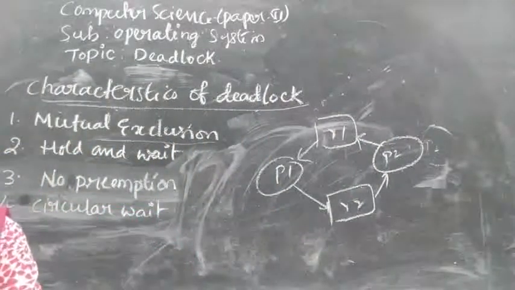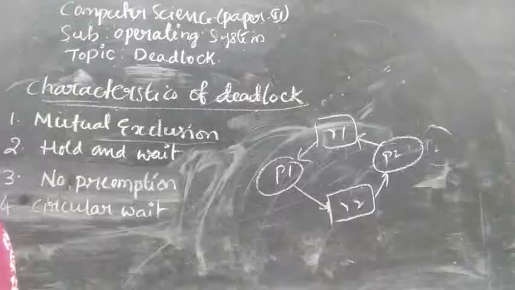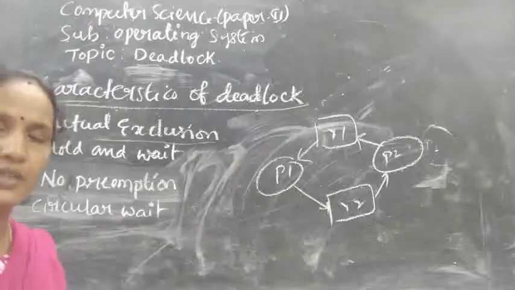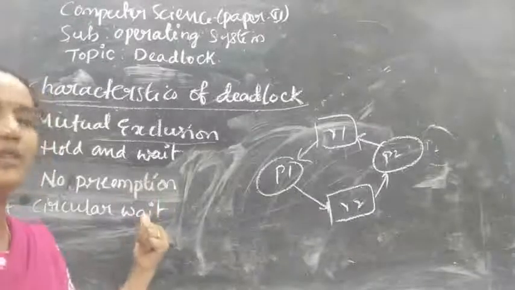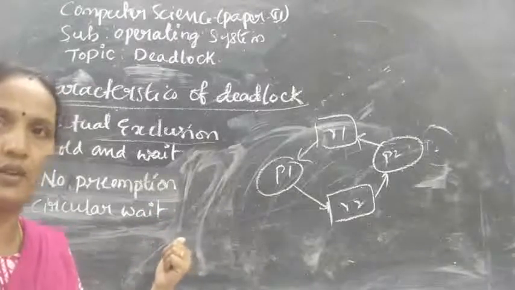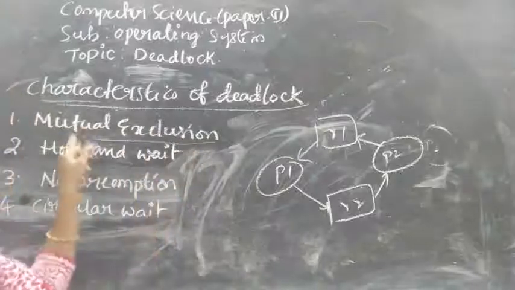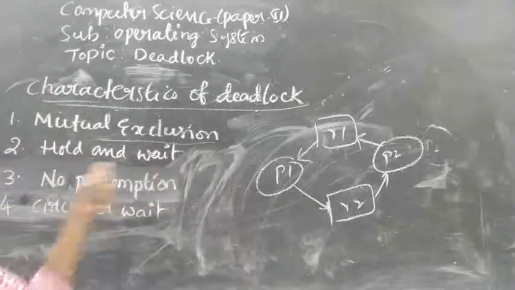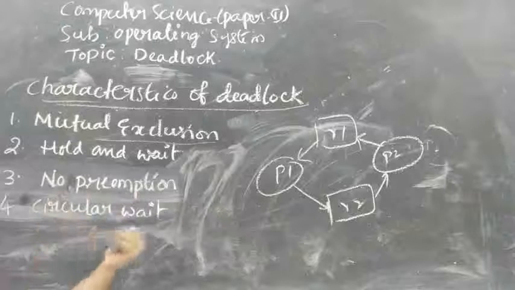These are very, very important, because in each and every one of the next topics we are going to discuss, you will find one of these conditions. These are the basic characteristics of deadlock. Write this down: mutual exclusion, hold and wait, no preemption, circular wait.